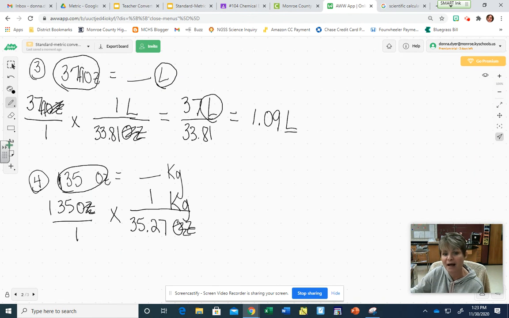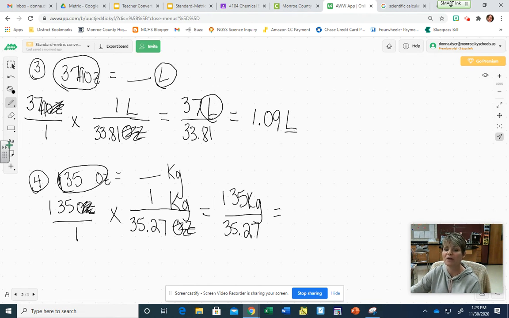35.27 ounces in my problem. Now I'm ready to solve. Multiply across the top. 135 times 1 kilogram. Again, remember, ounces canceled out. 135 times 1 kilogram is 135 kilograms. On the bottom, 1 times 35.27 is 35.27.